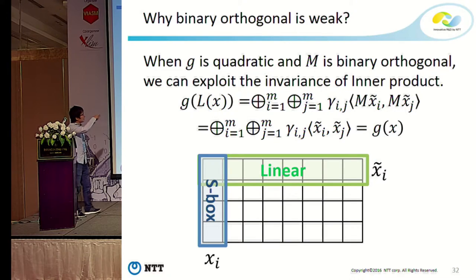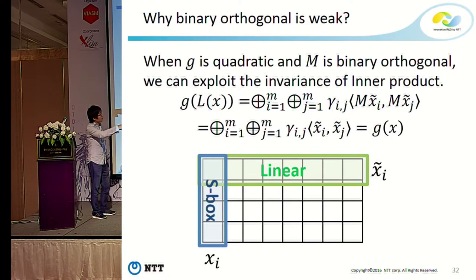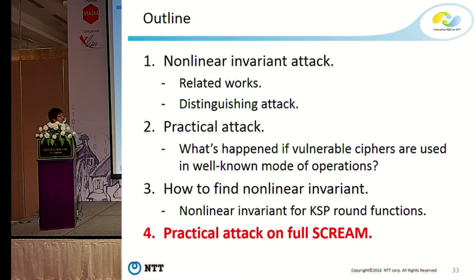Now G is a quadratic function, so we can represent this Boolean function like this. Let's focus on this term. This is an inner product. If M is an orthogonal matrix, this value is equal to this value, and this Boolean function is completely equal to G(x). So if L is binary orthogonal and G is a quadratic function, such G is a nonlinear invariant for the linear layer.